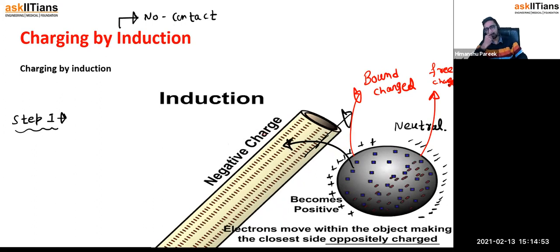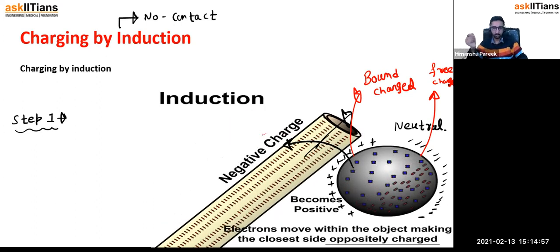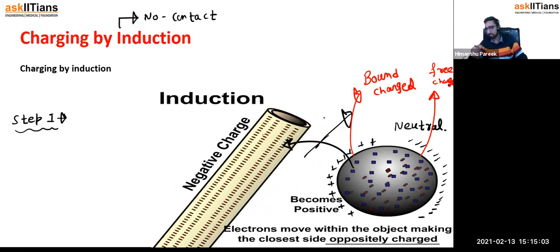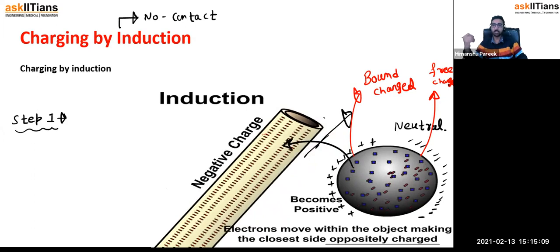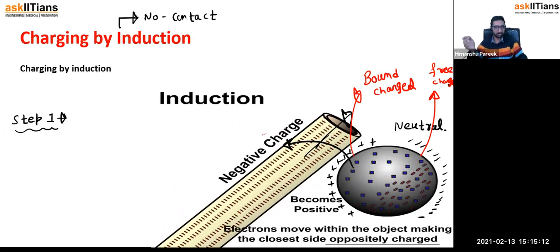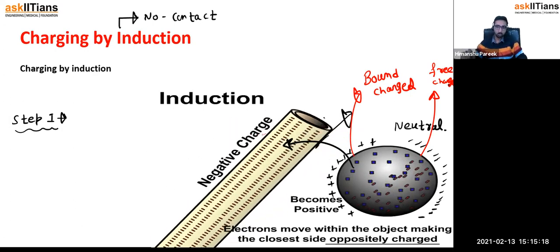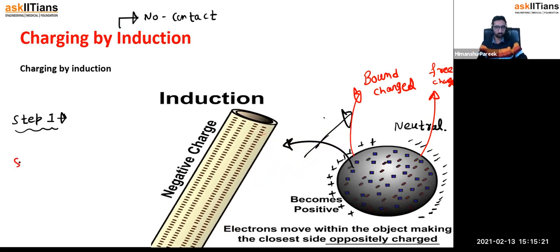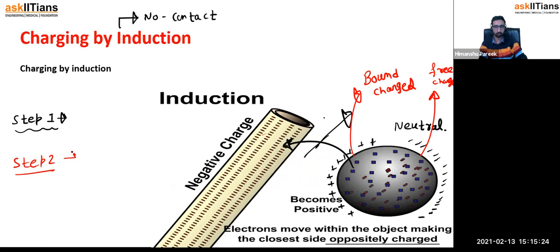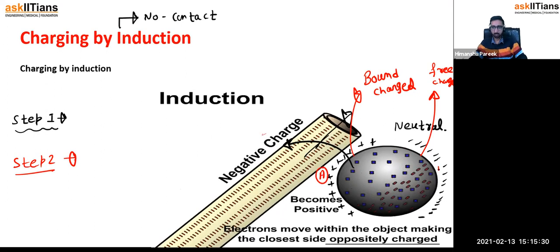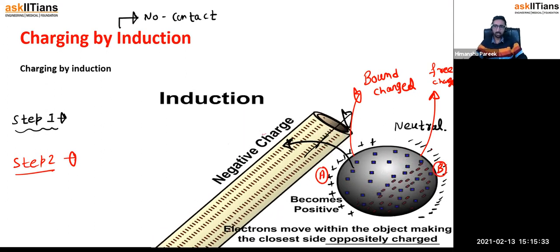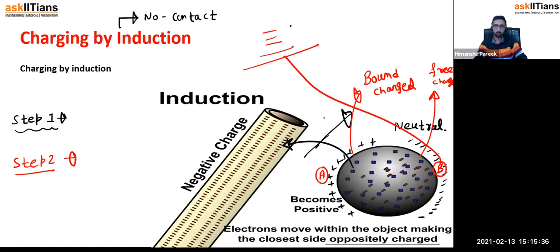So the method is clear. Step one, bring the body closer. Step number two, you will find that one side has become positive and one side has become negative. Now there is a distribution of charges. One side is the bound charge, the other side is the free charge. The bound charge cannot go anywhere, while the free charge can go somewhere if you make it go. So now step number three: I will connect this end. Let's say this end is A and this end is B. Now I'll connect this B end with the ground, which we call earthing.